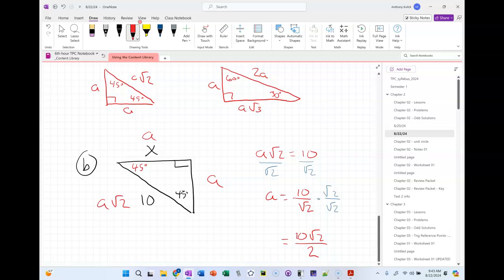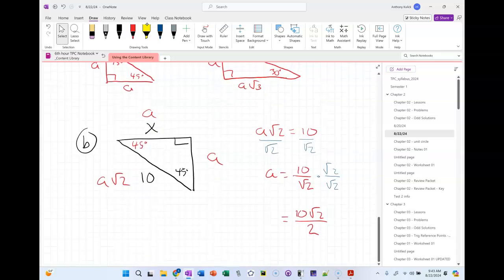Now look at that fraction. Is there anything we can do with that? Simplify. What can we simplify, Nicole? The 10. With? Yeah. She's saying this, right? The 10 over 2 can reduce. So this final answer can be 5 root 2.